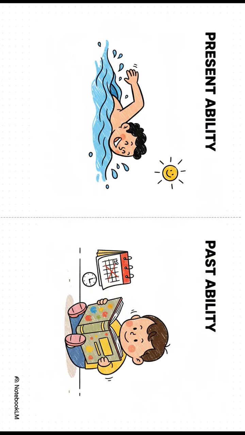When we're talking about ability, the difference is super simple. It's just about time. Can is for right now, in the present. I can swim. Could is for the past, like she could read at age 5. It's an ability she had back then, but maybe not now.